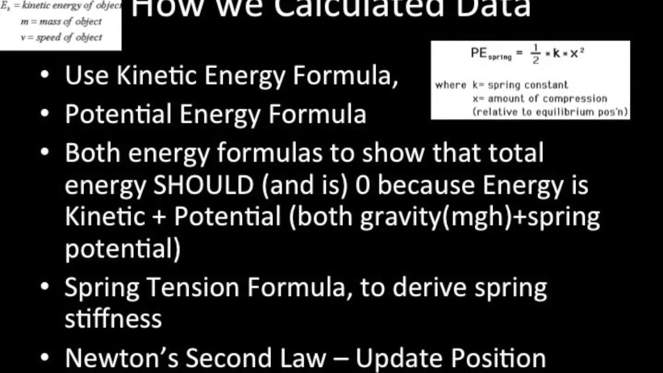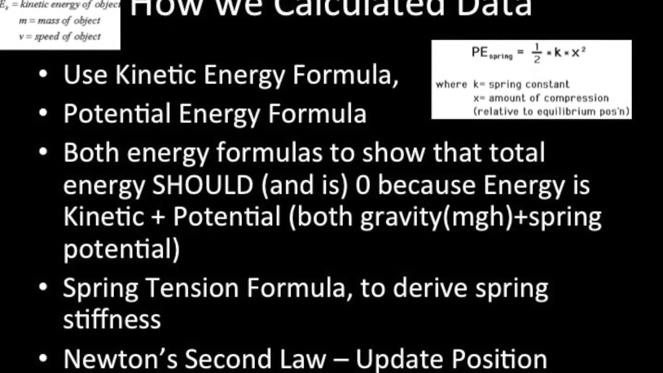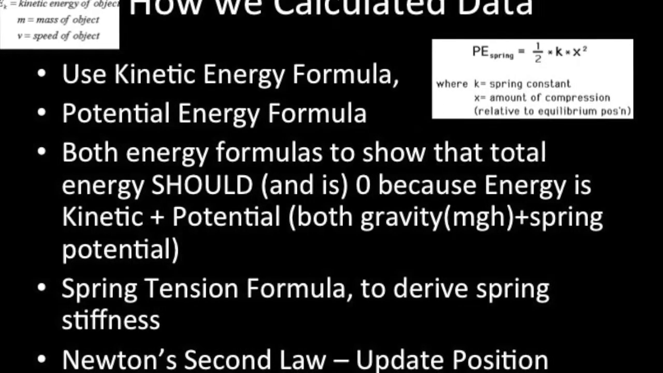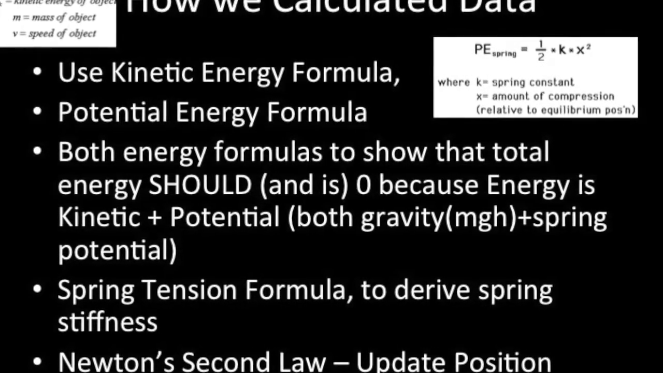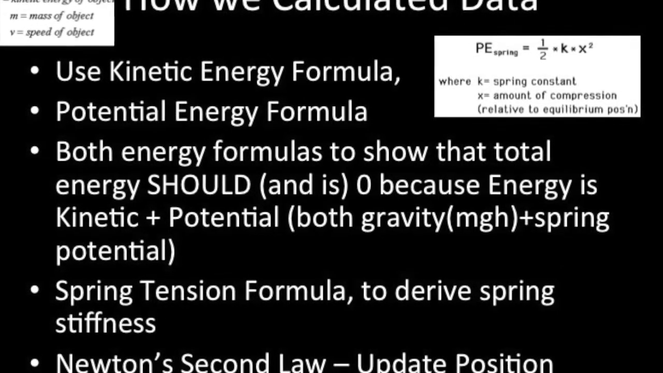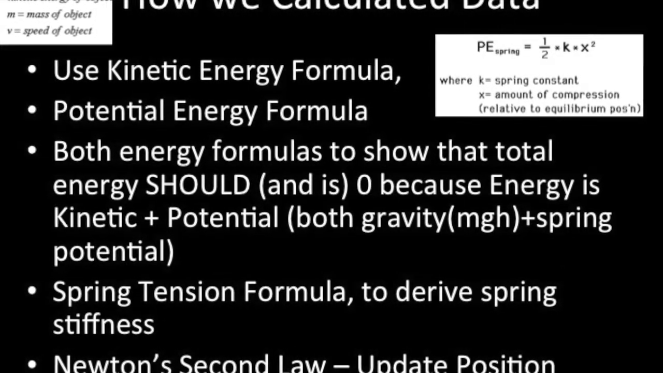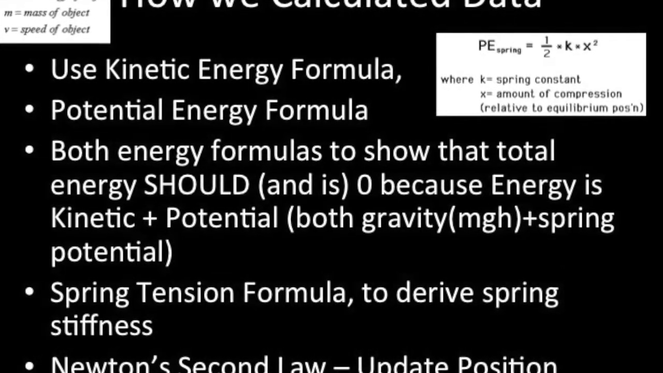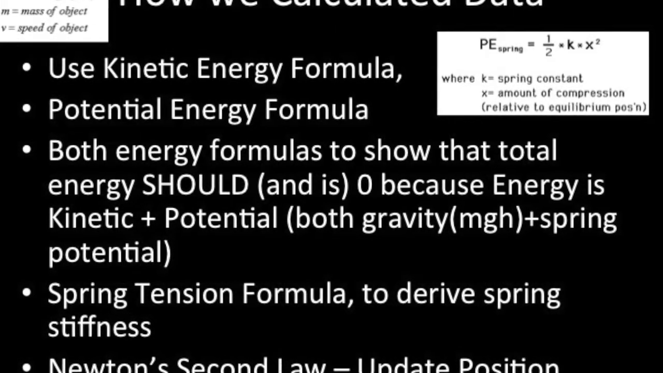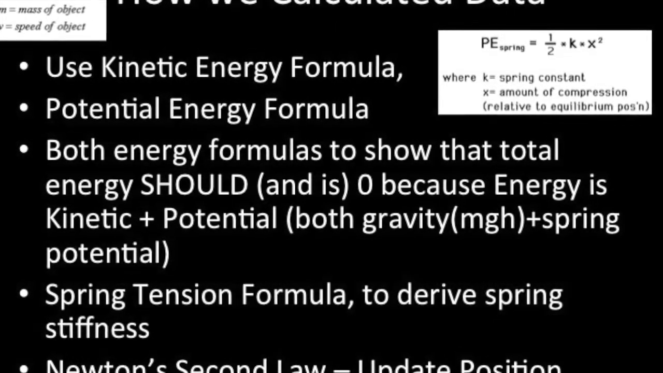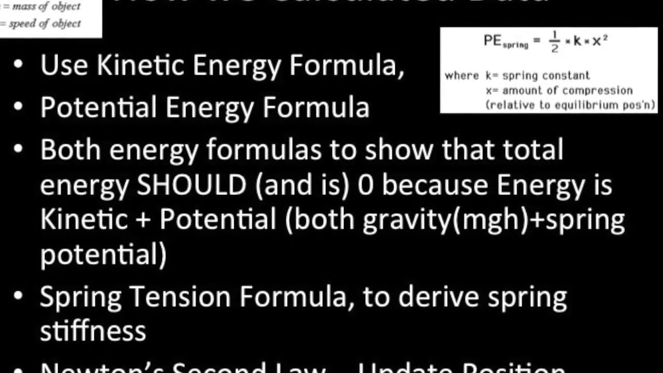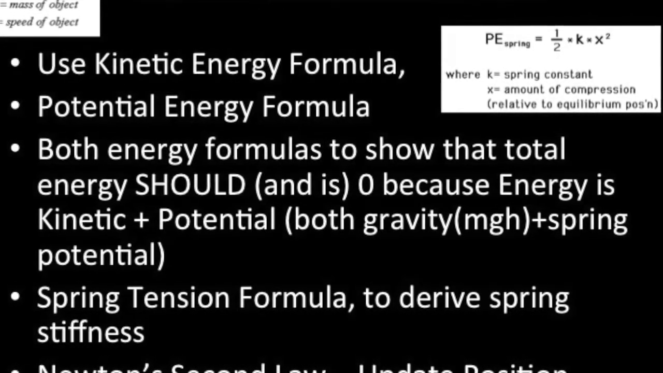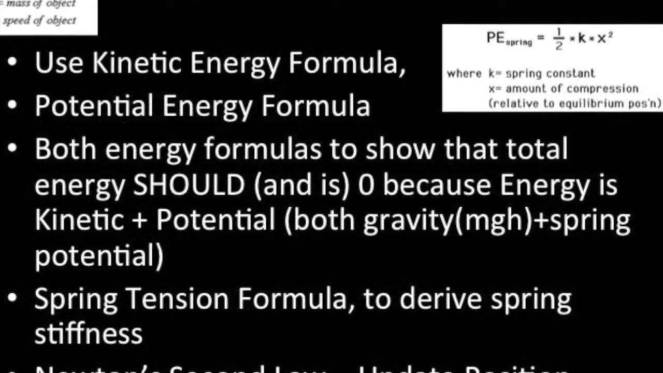Now let's move on to how we calculated the data for this experiment. We calculated the energies of the system by knowing that no work was added or done to the system. So to conclude from this, total energy should equal 0, and this energy is comprised of the kinetic energy and the potential energies of the gravity and the spring. We know that the kinetic energy is 1/2 mv squared, the spring potential energy is 1/2 spring constant times position squared, and gravity potential is mgh.